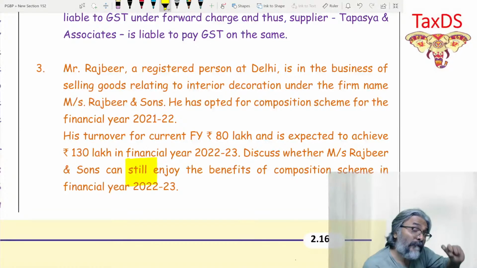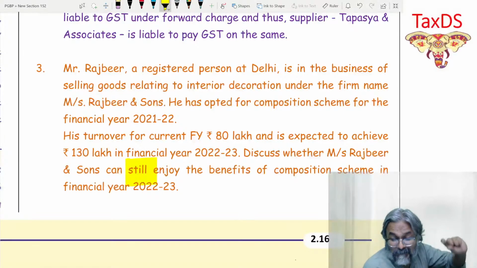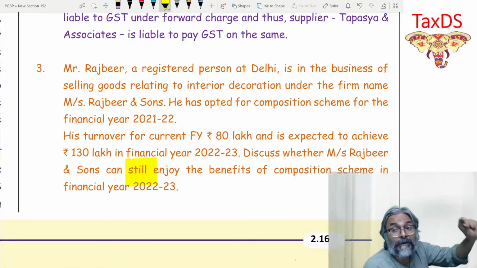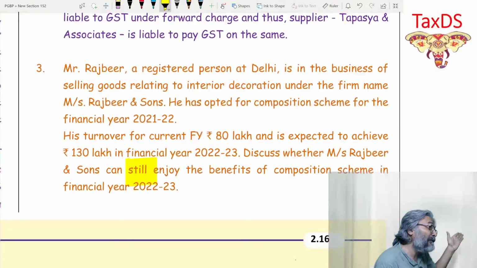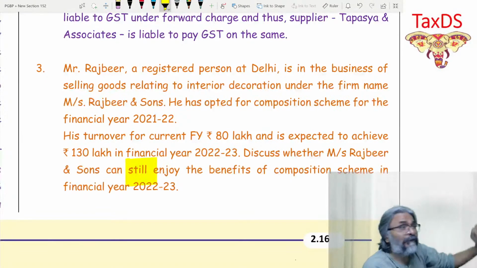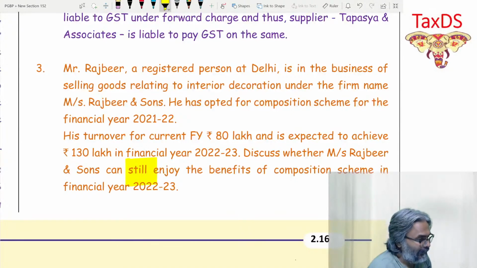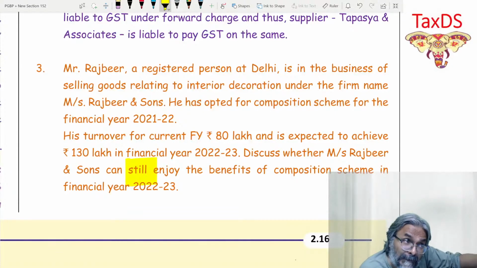If you have to discuss whether Mrs. Rajbir and Son can enjoy the composition benefit for financial year 22-23, then that is a different way of putting the answer. If they say whether Mrs. Rajbir and Son can still enjoy the benefit, what does it imply? Can still enjoy the benefit means what? It means that if he has opted for the composition scheme, then during the financial year 22-23, that is the current financial year, whether he can still enjoy the benefit.